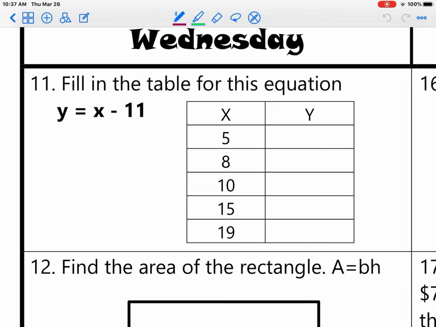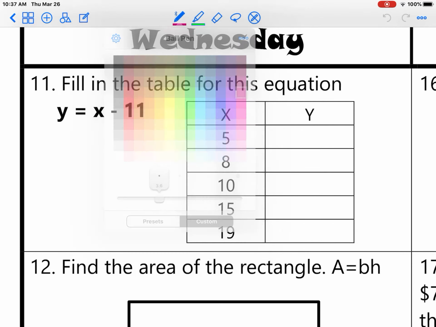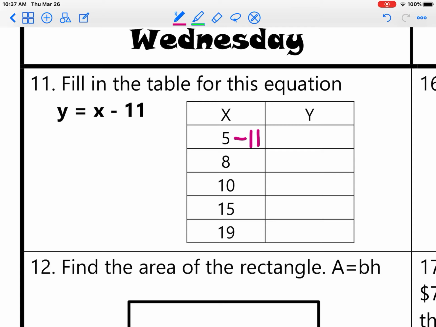What is 5 minus 11? Oh, an integer problem, because you have to pass 0 to do that, right? So the answer to 5 minus 11 is the difference between 11 and 5, which is 6. And because you have to pass 0 to subtract 11 from positive 5, it's negative 6. 8 minus 11, well, the difference of 8 and 11 would be 3. And because you have to pass 0 to subtract 11 from 8, it's negative 3.